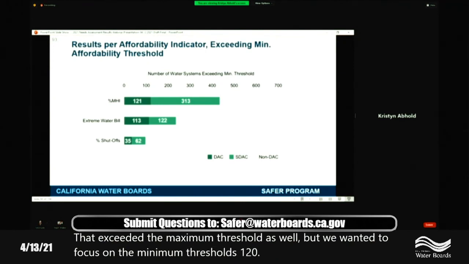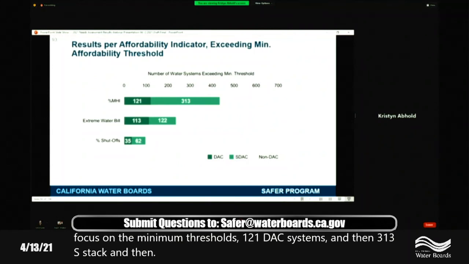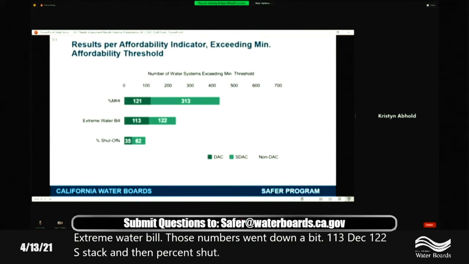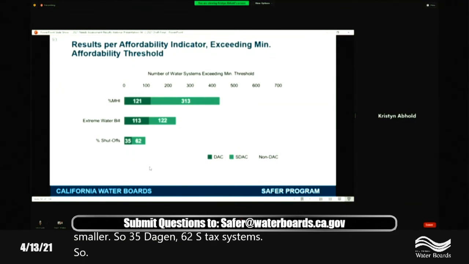121 DAC systems, and then 313 SDAC, and then a handful of non-DAC systems exceeded percent MHI. For extreme water bill, those numbers went down a bit, 113 DAC, 122 SDAC. And then percent shutoffs due to non-payment, even smaller, so 35 DAC and 62 SDAC systems. So that's looking at things individually.